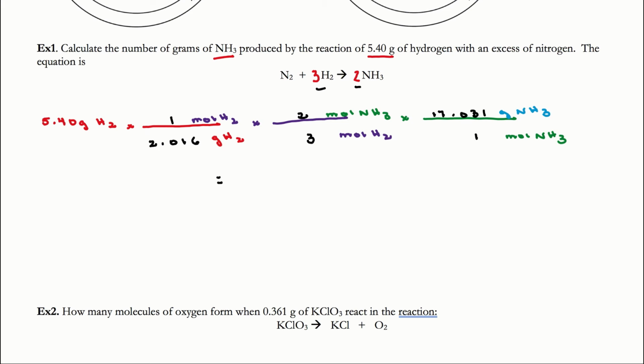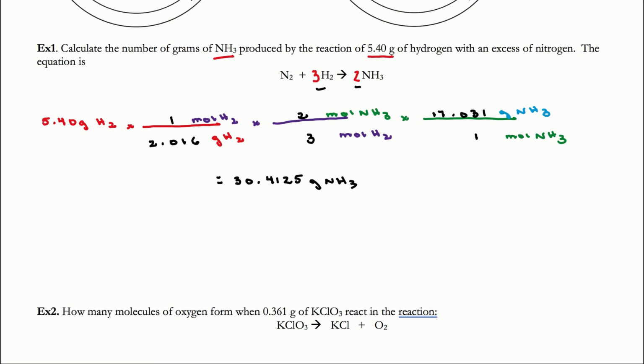So now in my calculator, I'm going to take 5.4 and divide that by 2.016. Then I'm going to multiply that by 2, divide it by 3, and then multiply by 17.031. And the answer that I get unrounded is 30.4125. My units are grams of ammonia.